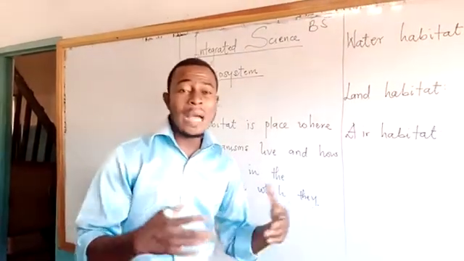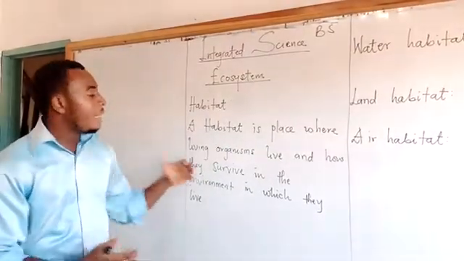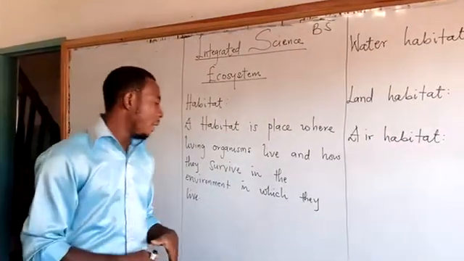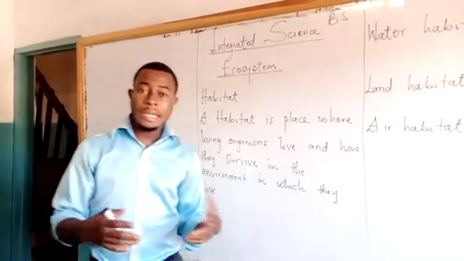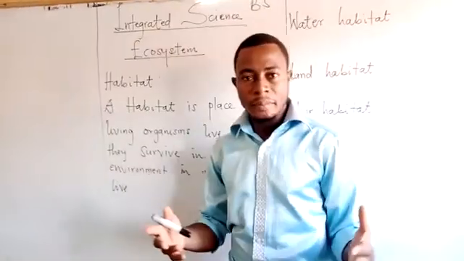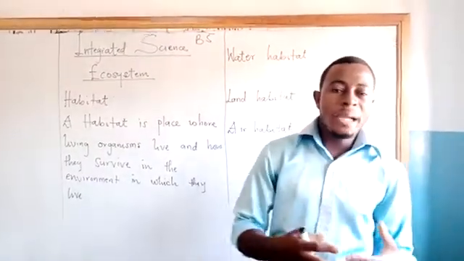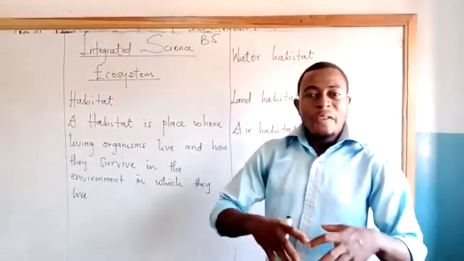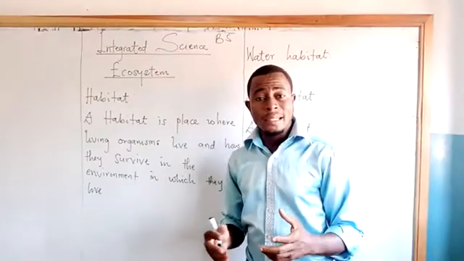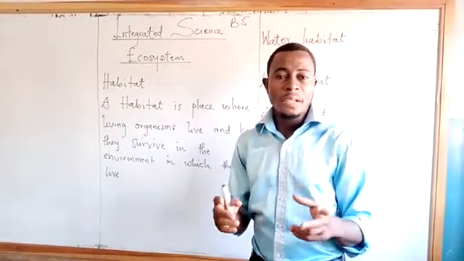Now when we refer to habitat, we want to refer to a place where living organisms live and how they survive in the environment in which they live. Every living organism is entitled to a place of stay, a place of abode, and a place that will give them the warmth to have a suitable environment. And so the various living organisms have certain places that they are comfortable living.